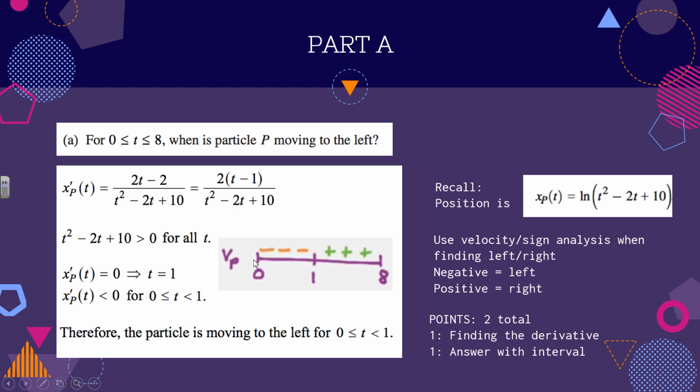Then you can make a sign chart. And when you do that, you want to limit your sign chart from 0 to 8 because the function is defined only from 0 to 8. Then test something between 0 and 1 and 1 to 8. So you get a negative here and then a positive in this region. As I mentioned, it moves left when the velocity is negative. So that means between 0 and 1. 0 is inclusive because it's an endpoint, and so it's moving at that point. And 1 is not because at 1, the velocity is 0, so it's not moving left. You got 2 points for this part of the problem, 1 for finding the derivative correctly, and 1 for your answer for your interval.